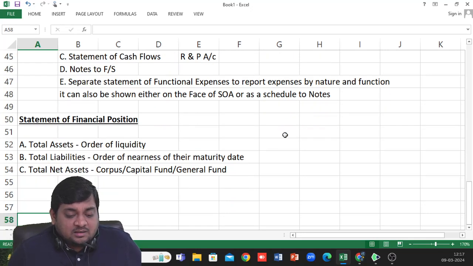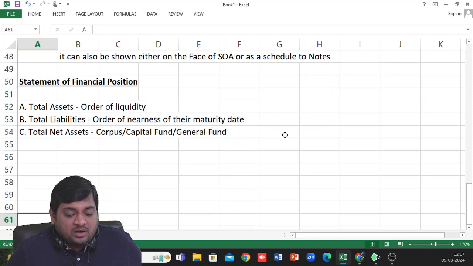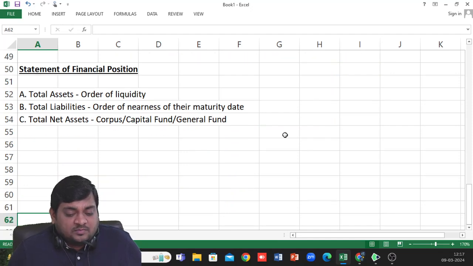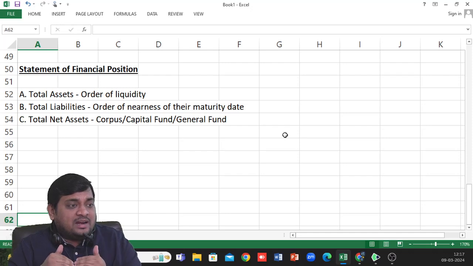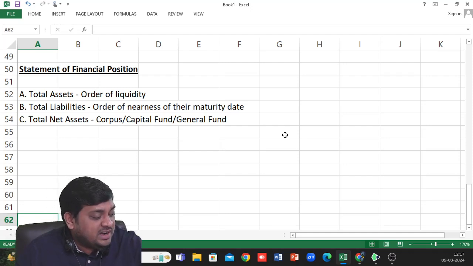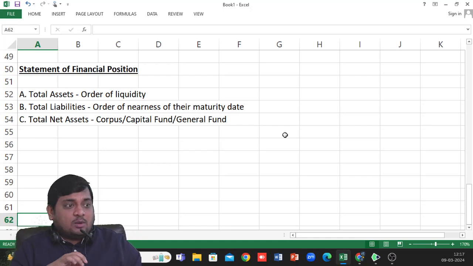So these are the items that we need to report in the financial position, like total assets, just below that total liabilities if I maintain the vertical format, and then below that net assets, right? Now when I talk about net assets, it means the corpus, right?